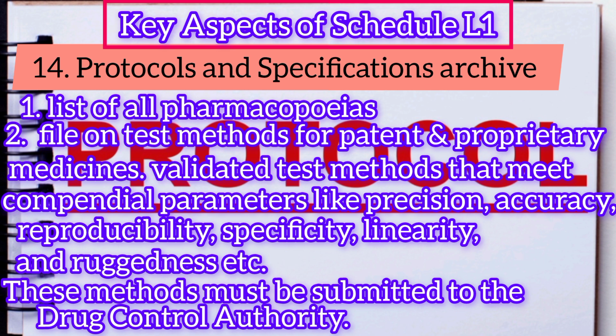List of all pharmacopoeias. 2. File on test methods for patent and proprietary medicines. 3. Validated test methods that meet compendial parameters like precision, accuracy, reproducibility, specificity, linearity, and ruggedness etc. These methods must be submitted to the Drug Control Authority.